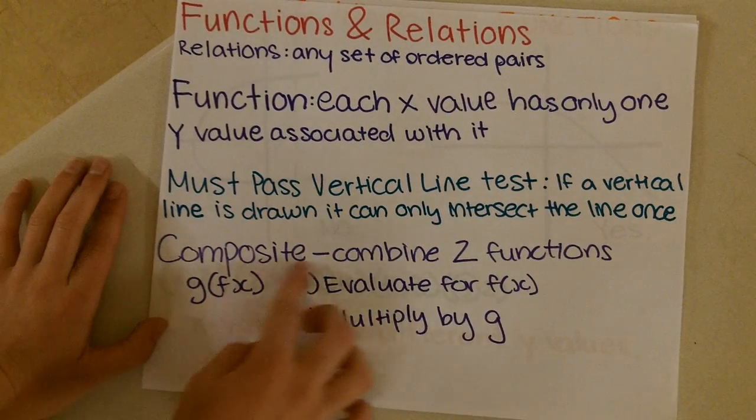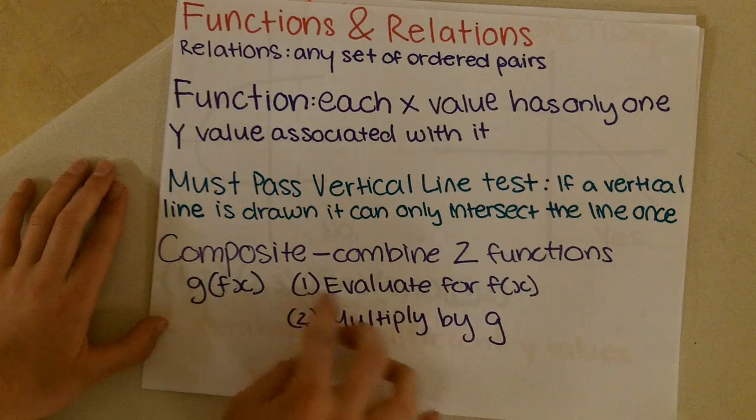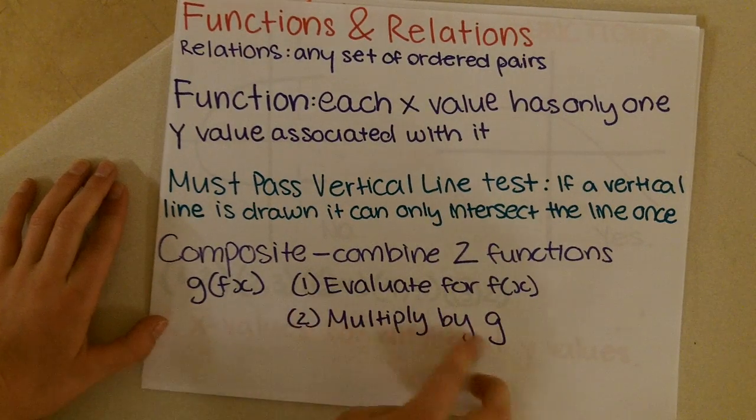A composite function is a combination of two functions. It's shown by g of f of x. First one evaluates for f of x and then multiplies by g.